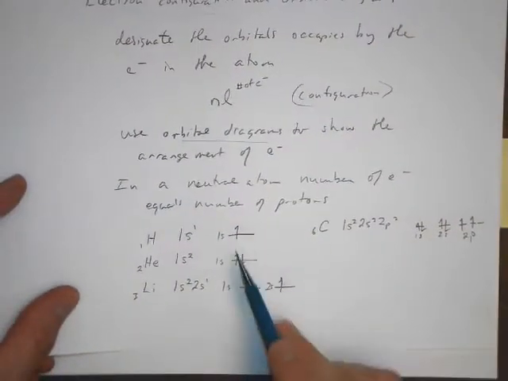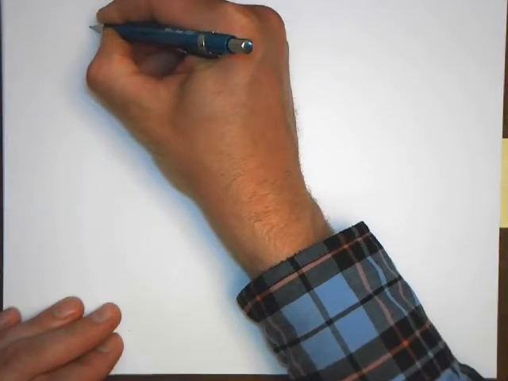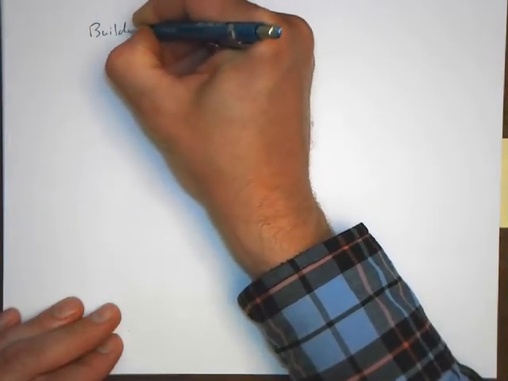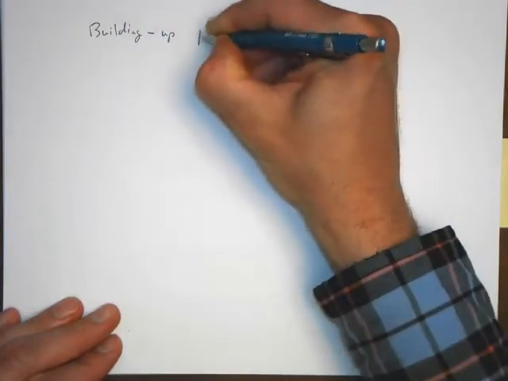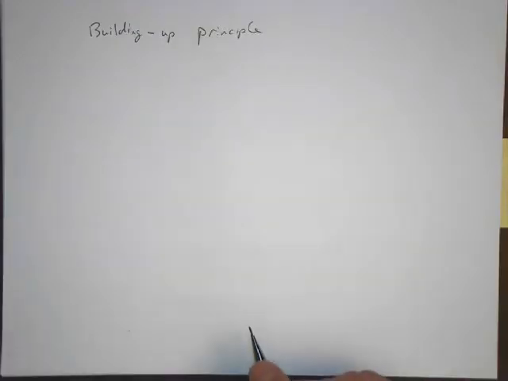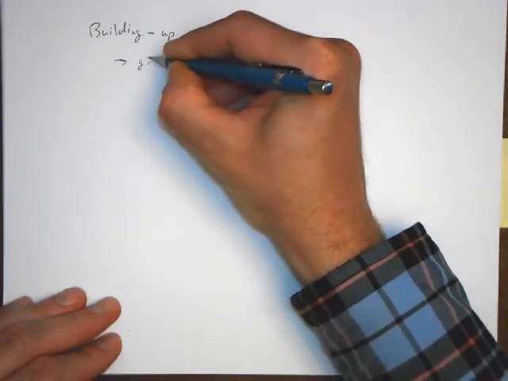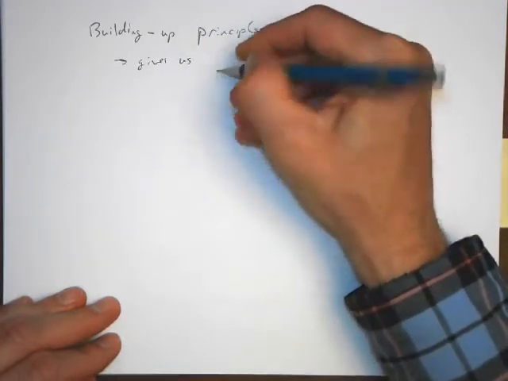The next thing we're going to look at is exactly, well, how did I know what the orbital diagrams were for a given atom? And to do this, we're going to use something called the Aufbau principle, or the building up principle. Okay, and what we'll do is this: we have the ground state electron configurations, which is what the building up principle gives us.